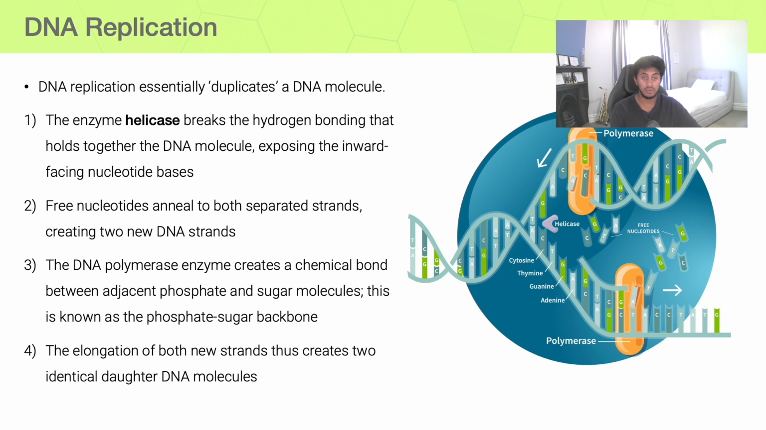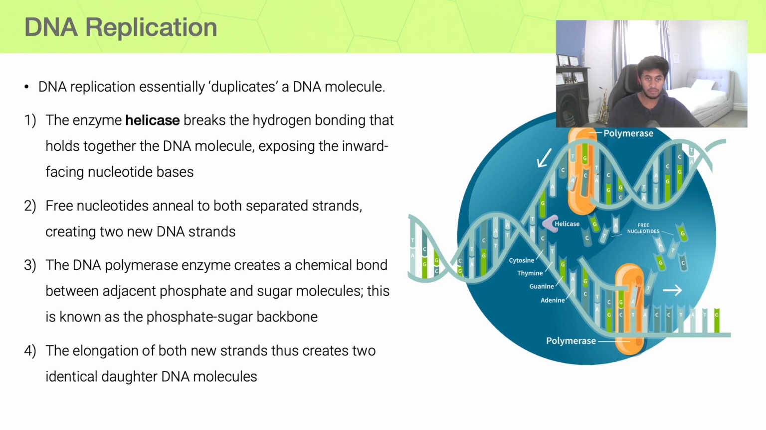And some things that you do need to know is that an enzyme, called helicase, breaks the hydrogen bonding that's holding together the DNA nucleotides. And this exposes those nucleotide bases and allows them to participate in complementary base pairings with other new bases. So then, free nucleotides anneal to both separated strands. So anneal basically means they join, and this creates 2 new DNA strands.